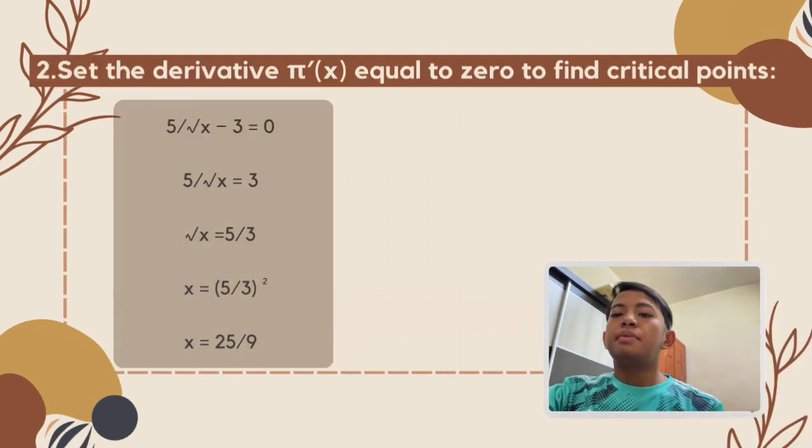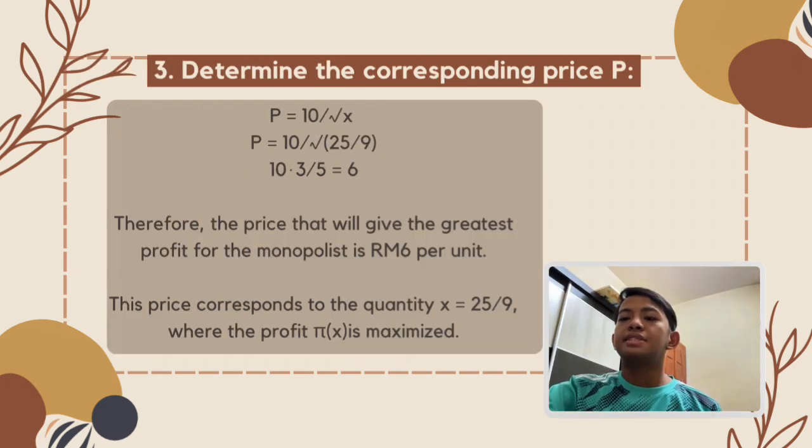The second step is to set the derivative function equal to 0 to find the critical points. So 5 over square root x minus 3 equal to 0, and then we move 3 to the right and it becomes 5 over square root x equal to 3, and we move 5 to the right and it becomes square root x equal to 5 over 3. We square both sides and it becomes x equal to (5 over 3) to the power of 2, so x becomes 25 over 9.